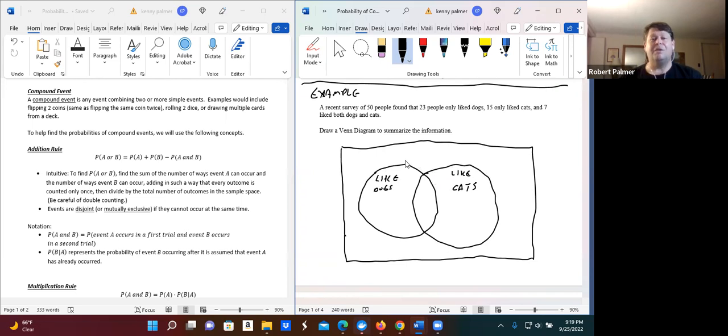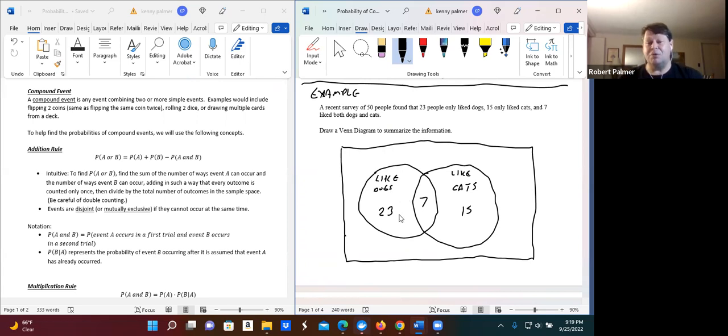Okay, now let's fill in some numbers. 23 people only like dogs. So within this part of the circle right here, but not including this overlap, there are 23 people in this space. Now, 15 only like cats. So in the same way, there are 15 here in this space, not including the overlap. And 7 like both cats and dogs. So we have 7 in the overlap. Both circles share these 7 people who like both cats and dogs.